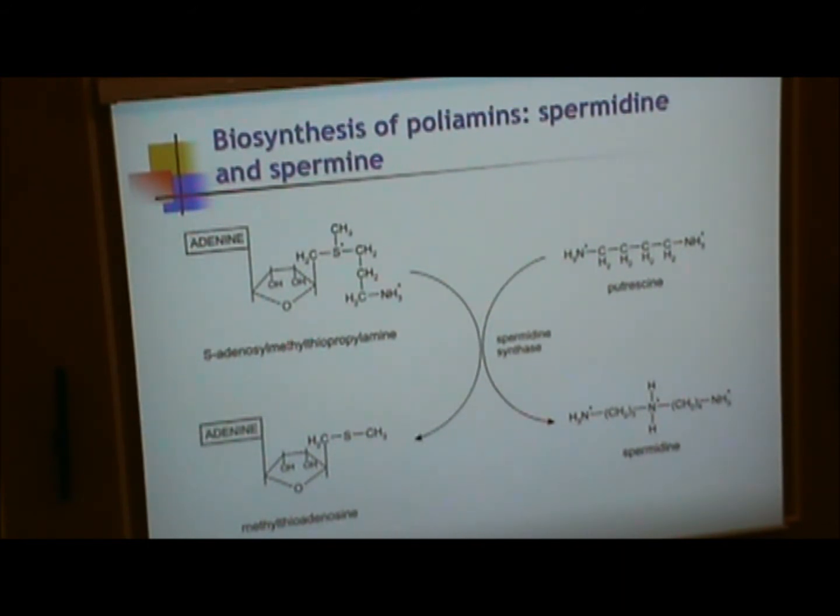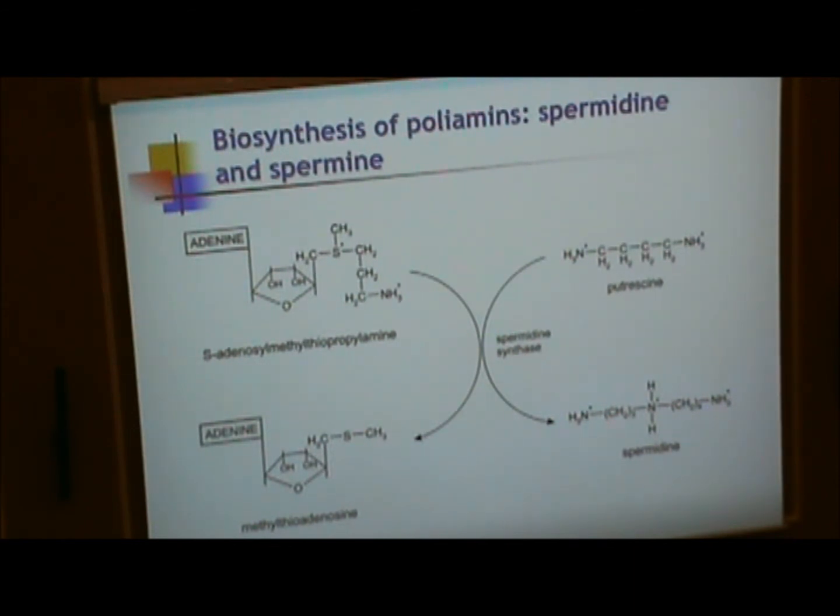S-adenosyl methylthiopropylamine interacts with putrescine. Putrescine, under the action of spermidine synthase, converts into spermidine. So this group is transferred from S-adenosyl methylthiopropylamine onto putrescine, forming spermidine. The other fragment is released in the form of methylthioadenosine.